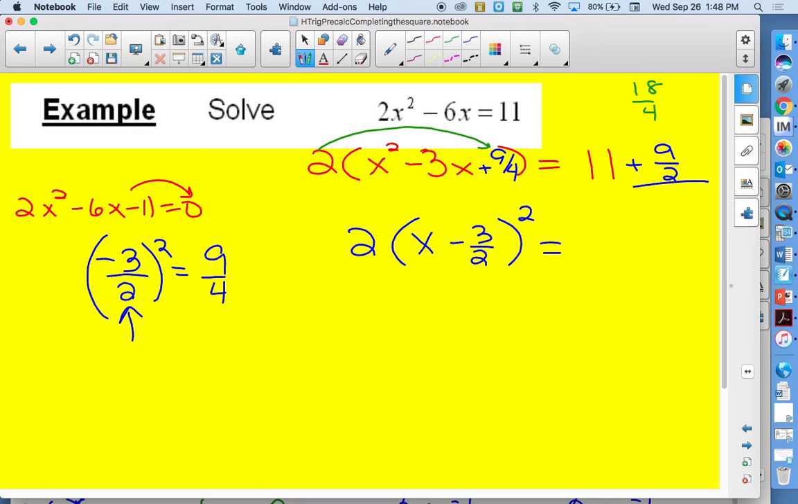On the right side, again, I'm challenging you not to grab that calculator all the time. If you have 11 plus 9/2, what is 11? 31. Yeah, so this becomes 31/2.